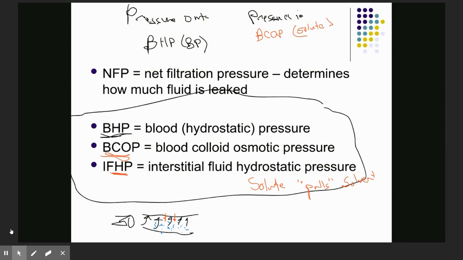And then the third pressure is the interstitial fluid hydrostatic pressure. What that is, remember, we're going through tissues and there are cells out here and there's fluid in between the cells. So that fluid, which is already out here, you've got to push against it. It pushes back.